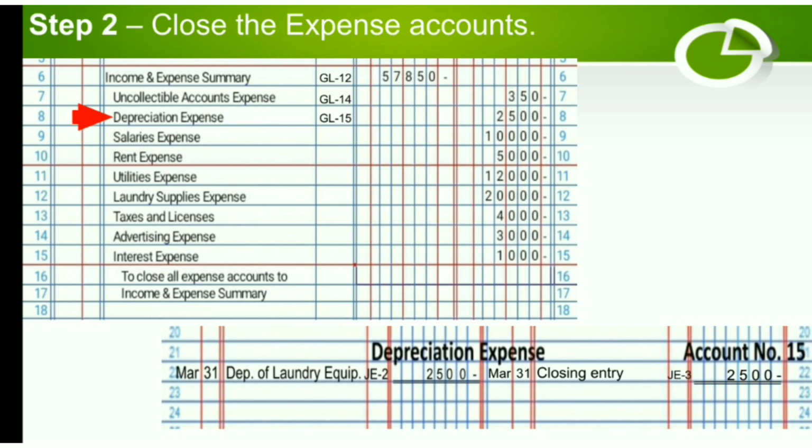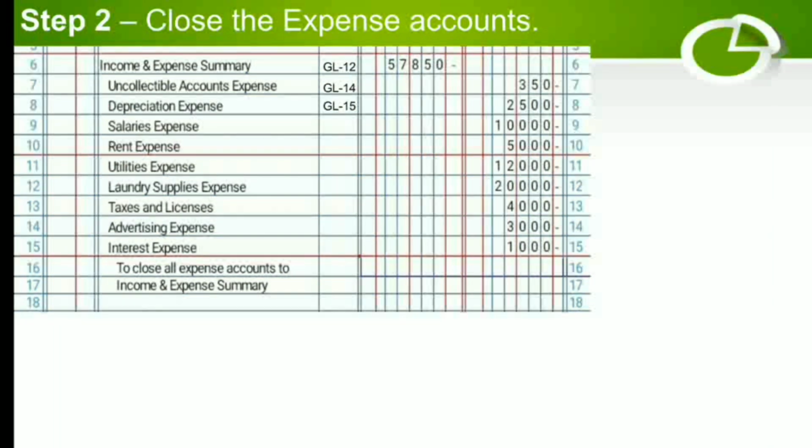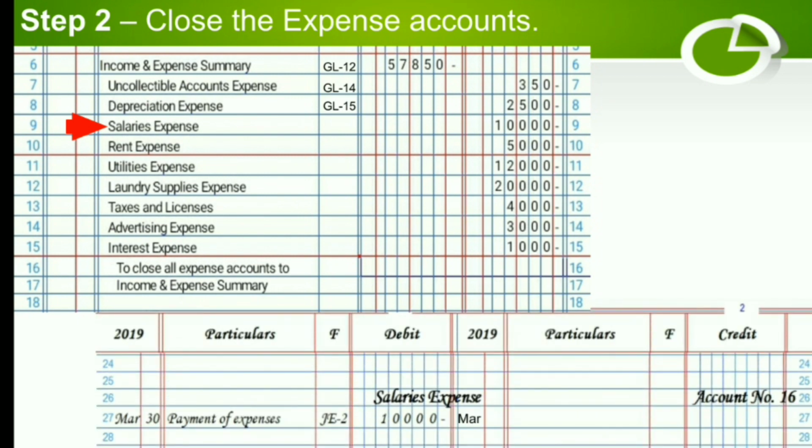Another credit entry is salaries expense of 10,000 pesos. This will be posted in the credit side of the salaries expense account. So for the date, we have March 31, and this is all about the closing entry. For the folio, we will write JE3 since the second closing entry is written in the third page of the general journal. And then the amount is 10,000 pesos.